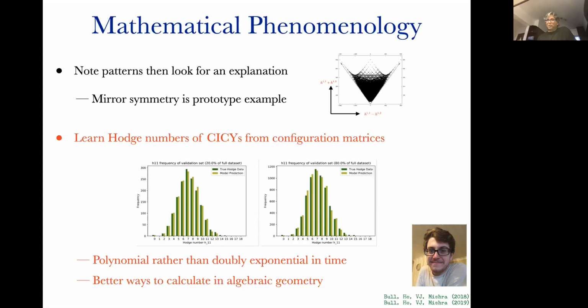If you put it on a computer using computational algebraic geometry, these algorithms are doubly exponential in time. Whatever the machine's doing, it's doing it in polynomial time. So this indicates maybe that there are better ways to compute in algebraic geometry in this context. That would be one thing that machine learning may eventually teach us, what the clever way of doing these calculations is, compared to the rather complicated ways that we have at the moment.